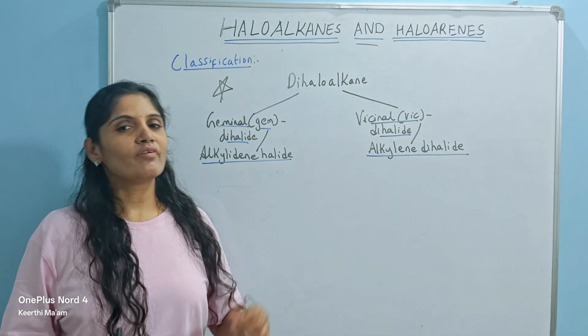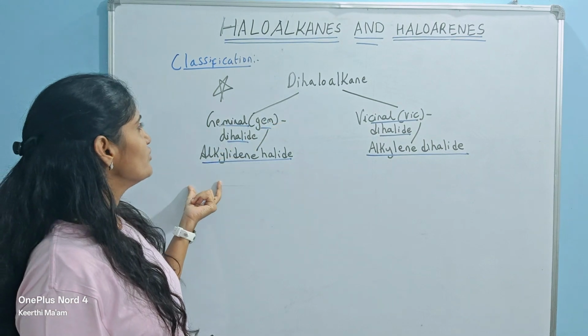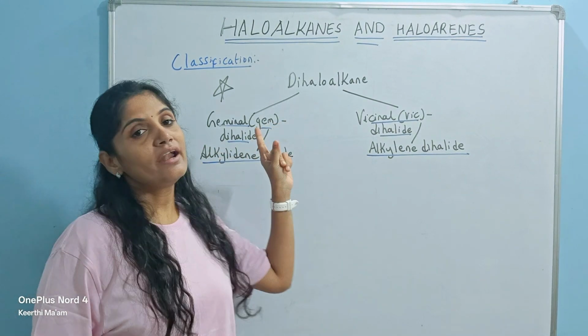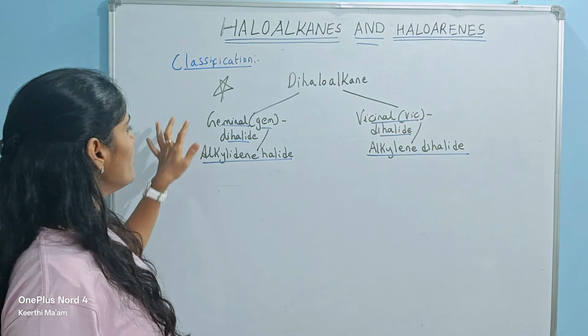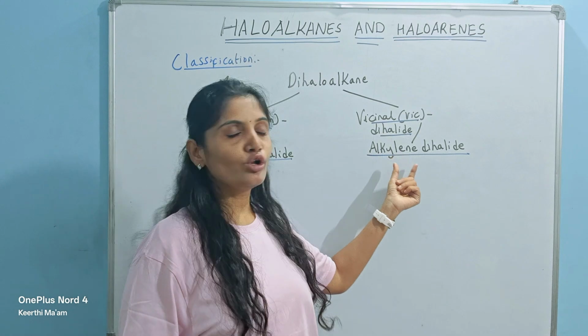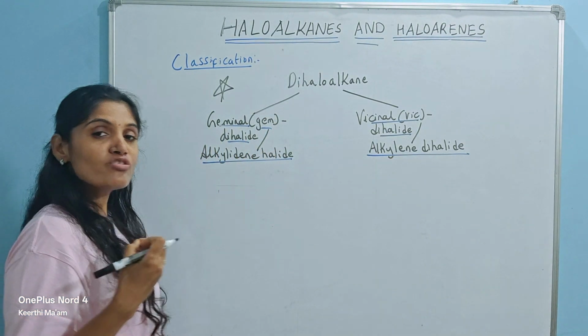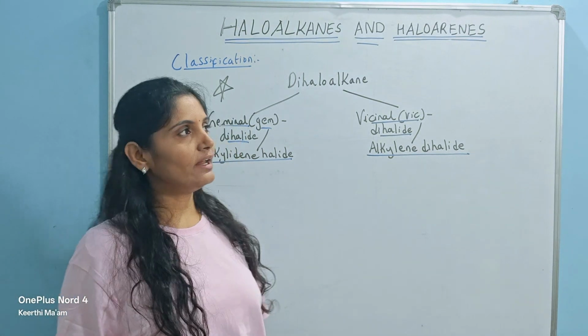Let us further classify dihaloalkanes. Dihaloalkanes are further classified into geminal dihalides and vicinal dihalides. Geminal dihalides are also called alkylidene halides. Vicinal dihalides are also called alkylene dihalides. Now let us try to understand what are geminal dihalides and what are vicinal dihalides.